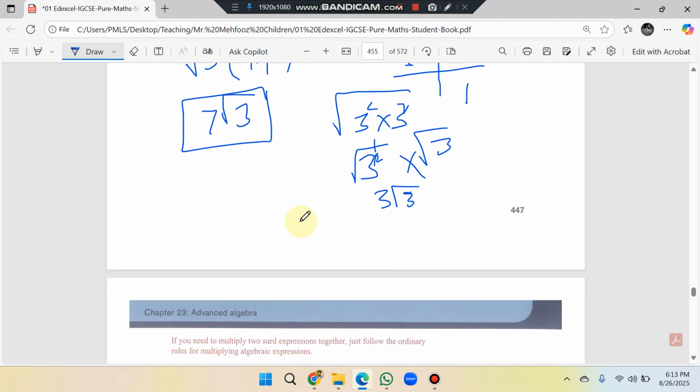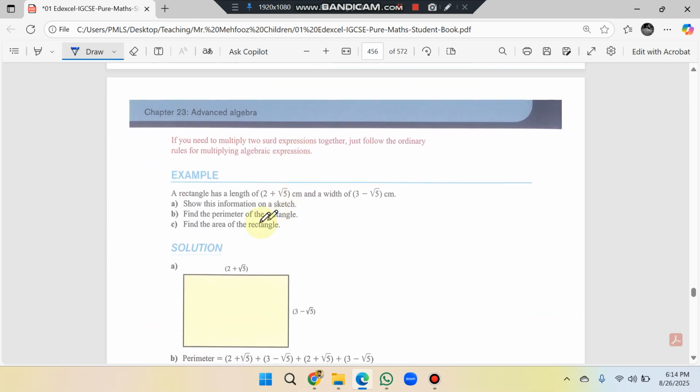Yes. Okay, good. Next one is if you need to multiply two surds expressions together, just follow the ordinary rules for multiplication, multiplying algebraic expressions. So if you have two terms in surds, we can multiply them same like in algebraic expressions.